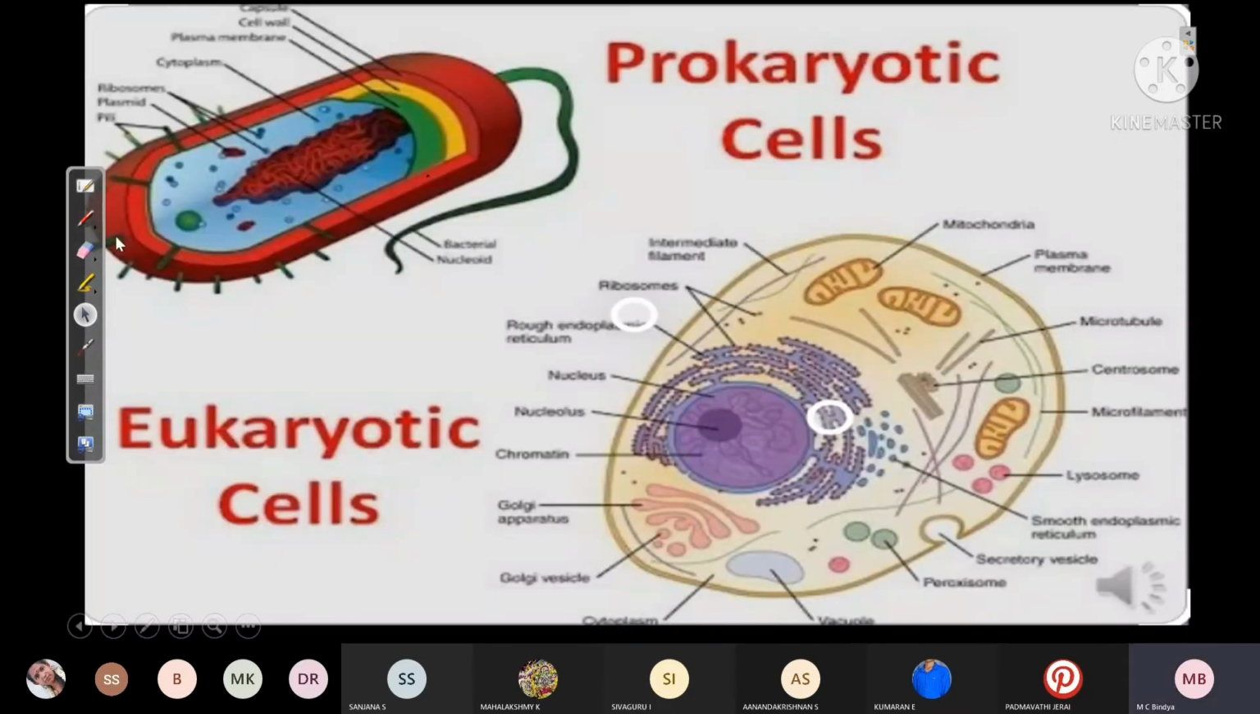Now next, what we are going to learn is two terms. One is called prokaryotic cells and the other is eukaryotic cells. We'll first take a look at prokaryotic cells. The simple meaning of these two terms is, pro means primitive, very old, primitive type of nucleus. Whereas eukaryotic means new type of nucleus. So all the bacterial cells are called prokaryotic cells, whereas plant cells, animal cells, and fungi cells are called eukaryotic.